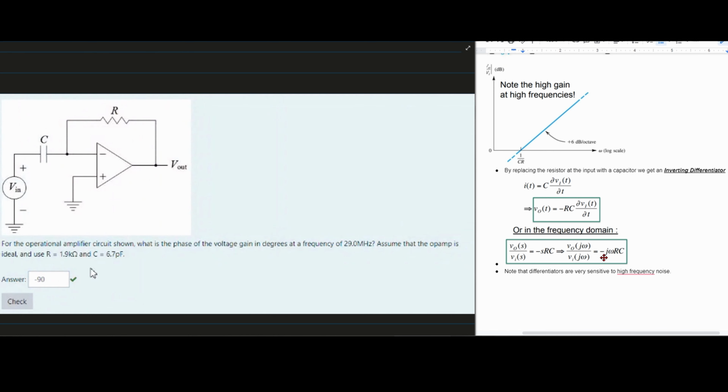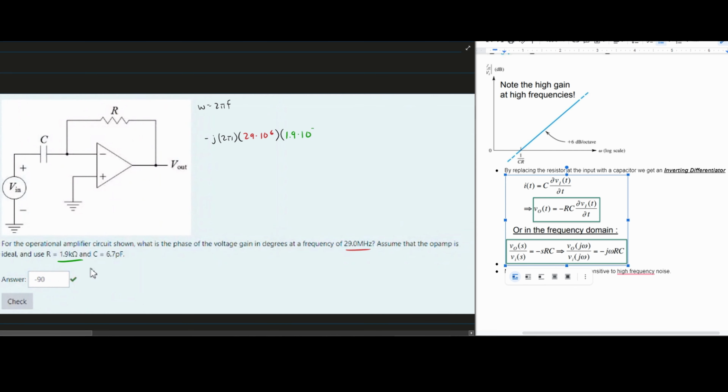What we're going to be using to analyze this is right here for the frequency domain. We're going to be looking at the bottom part here. So in our frequency domain, we're going to plug in our values. We know that our omega is going to be equal to 2 pi times the frequency, and then we can just plug this in. So we have negative j times our 2 pi, and then our frequency is going to be this 29 megahertz, which is 29 times 10 to the 6th here. And then we're going to multiply this by our resistance, which here is 1.9 kilo ohms.